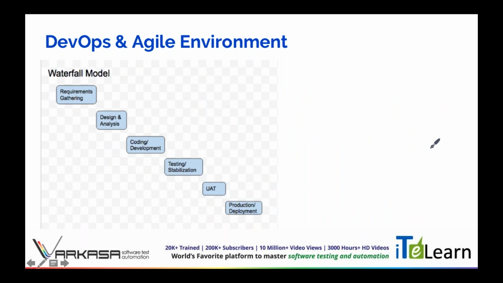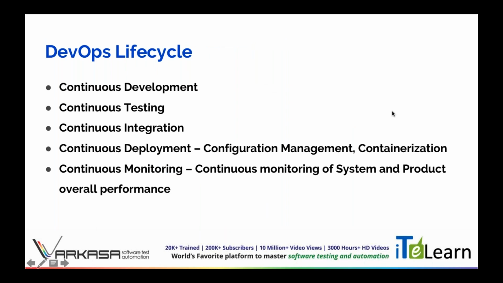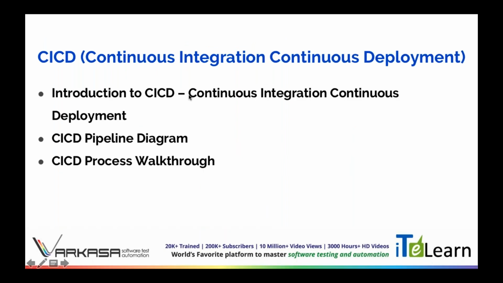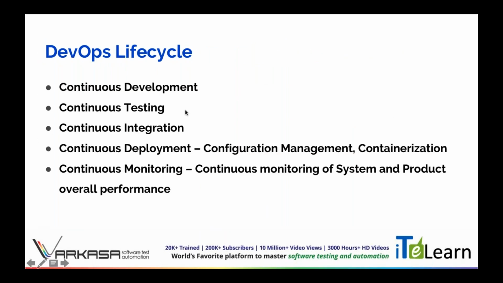All right, so if you guys have a good idea of that, now we can move on to the next discussion, which is basically the life cycle of DevOps, right? Now, when we say DevOps life cycle, in addition to the agile environment, what we're looking for is continuous development, continuous testing, continuous integration, continuous deployment, and continuous monitoring.